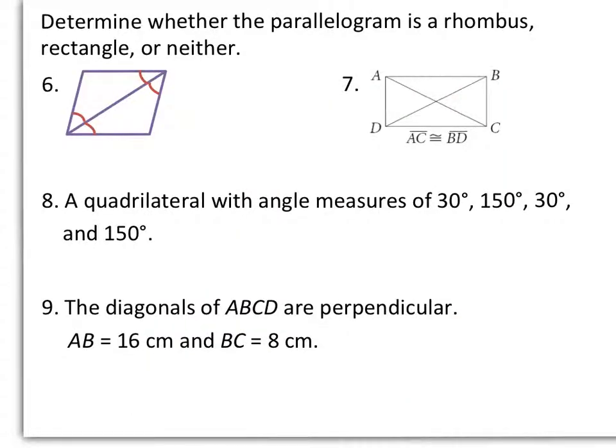Okay, in our last examples, we are going to determine whether the parallelogram is a rhombus, rectangle, or neither. And we would choose the option neither if we do not have enough information. On number 6, we know that the diagonal is bisecting the angles. We have congruent angles. So number 6 is a rhombus, and that's because the diagonals bisect the angles. On number 7, we're told AC is congruent to BD, so meaning our diagonals are congruent. So this is a rectangle.